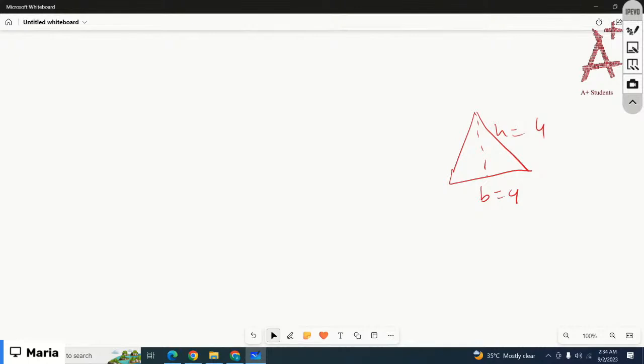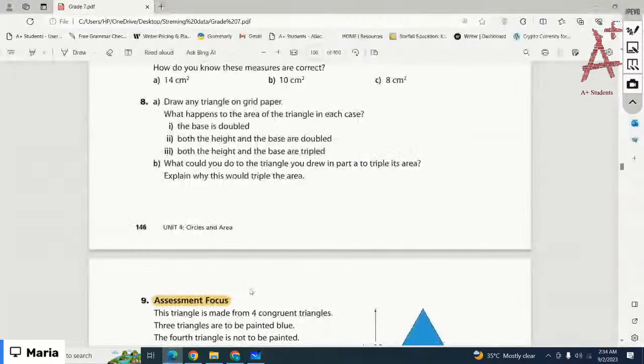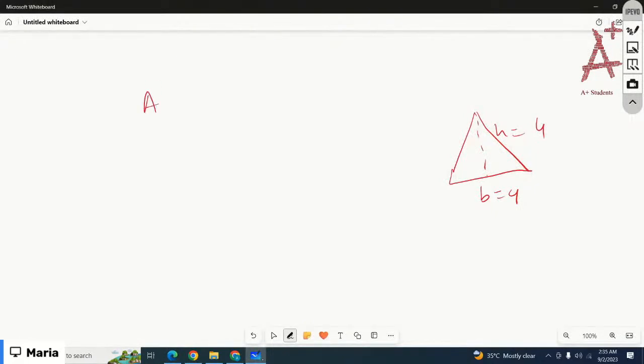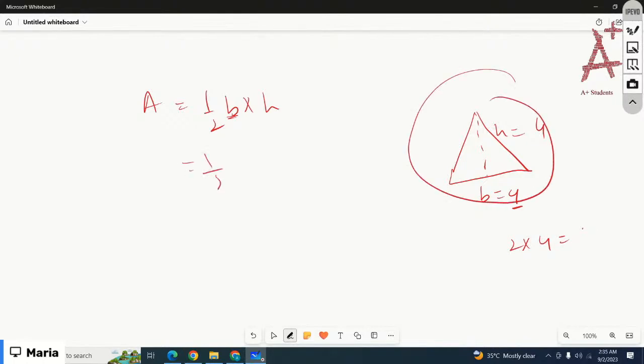Okay, let's look at the first part: the base is doubled. We know that the area of the triangle is half times base times height. When you double the base, for example base is 4, double means 2 times 4. Let's calculate for this triangle first: half times 4 times 4. 4 times 4 is 16 divided by 2. That would be 8 centimeter square. That is for the original one.